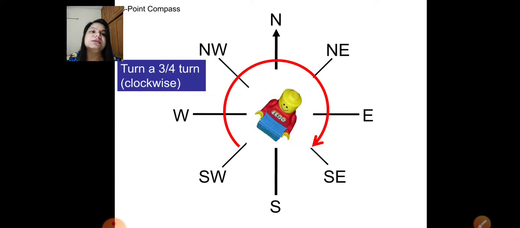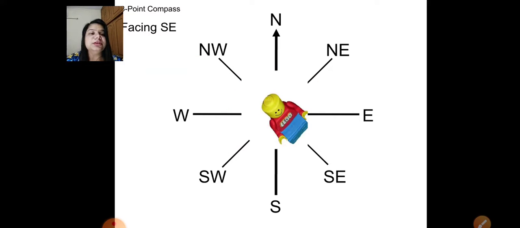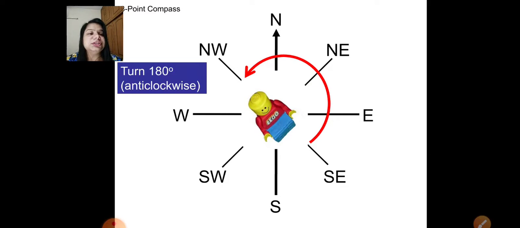Now we have to take 3/4 of the turn in clockwise direction. So just check. Now you have to move 90-degree angle 3 times in clockwise direction. So from southwest, 90-degree to northwest, northwest 90-degree angle to northeast, and northeast 90-degree angle third time, it is southeast direction. So the Legoman will be facing southeast. Okay. Now just check, we will rotate this Legoman angle-wise. Okay, the angle measure is given now.